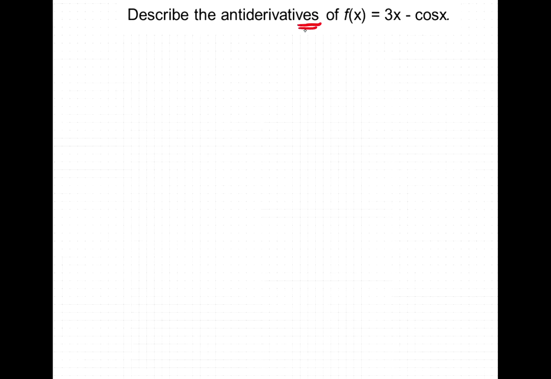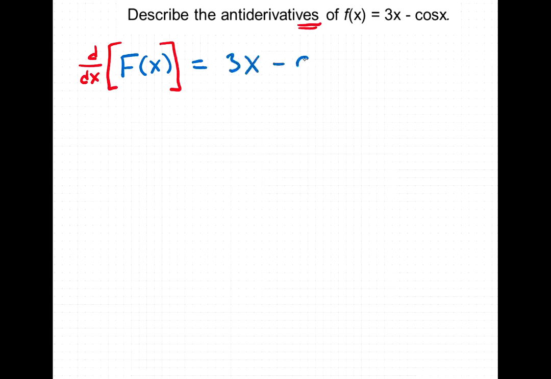So just to review what we mean by an antiderivative is any function, we'll call it capital F of x. So we're looking for any function, capital F of x, such that when you take its derivative, you get 3x minus cosine of x.